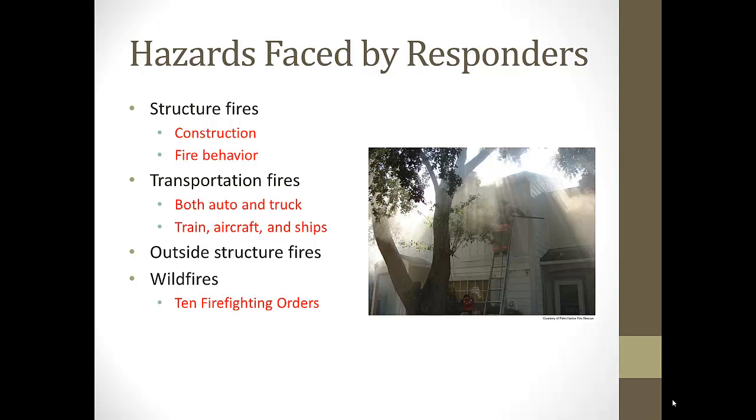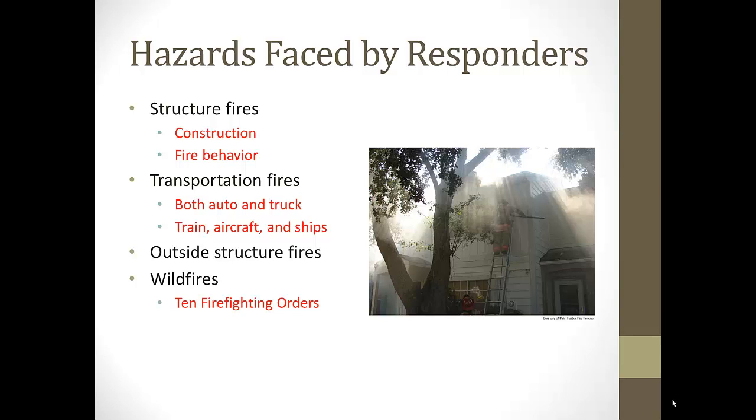Several of the fires that I've been on the freeway have been semi-trucks and their tractors, and they are usually well involved in fire when we get there. Also, you might have a train that runs through there. You might have aircraft, whether you have an airport or not. We've had aircraft crash in Pasadena and there's no airport near there. And then if you're near the waterway, you might have ships.